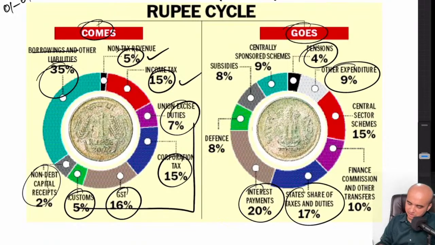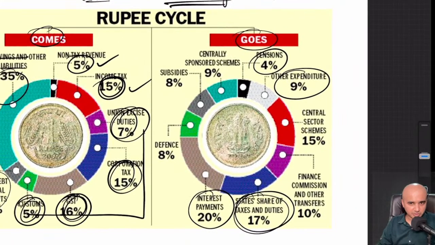Then there is the states' share of taxes and duties. For example, the income tax or GST, whatever they collect, goes to the central government. Then they will have to distribute it between the states. For example, if Karnataka is paying so much GST and income tax, Karnataka will also get back that much from the central government. Because they are getting everything first of all, and then they will distribute it based on how much they are getting from each state.